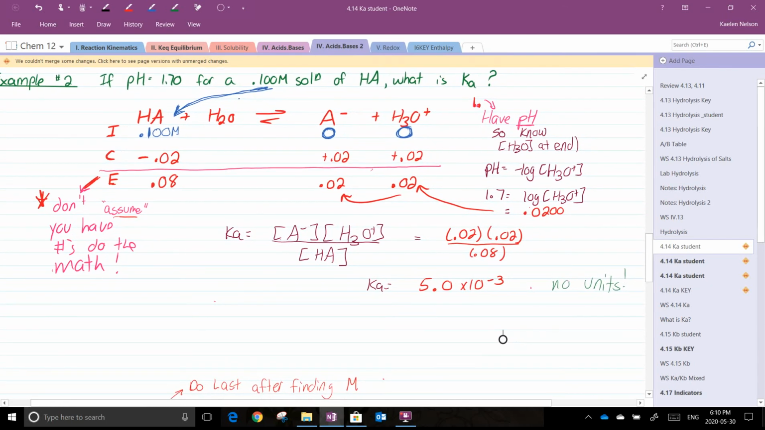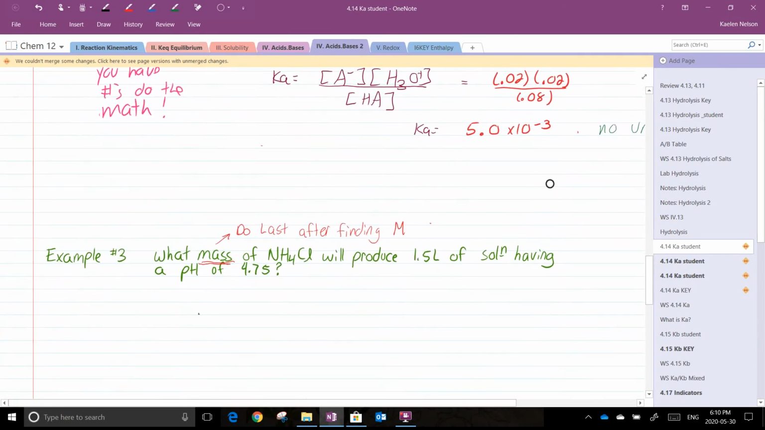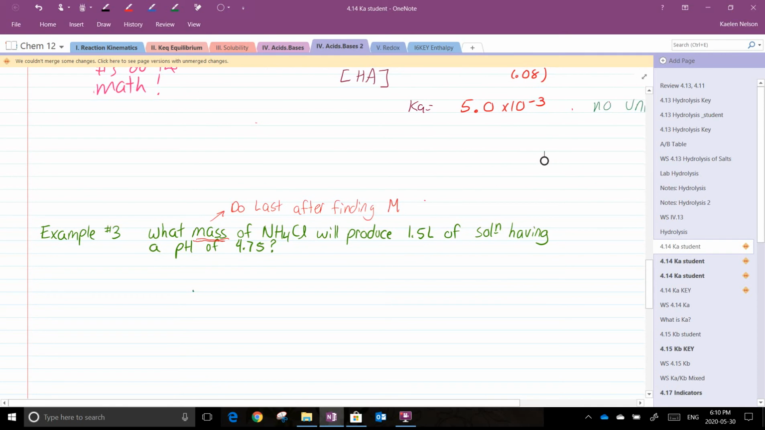And our last example asks you for mass. So whenever you see mass, you should be doing that last, like the mole map from grade 11. So don't go there yet. And the 1.5 liter you're also going to have to use at the end. So we'll just put "at end."